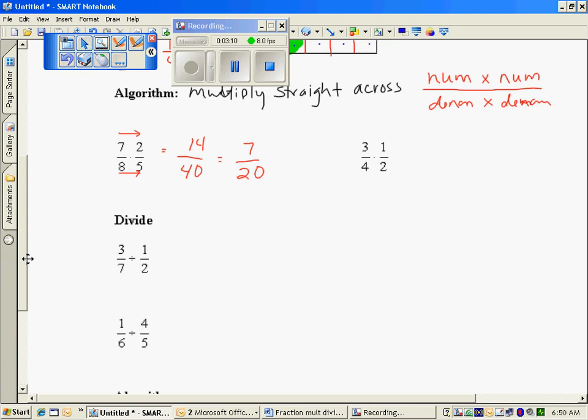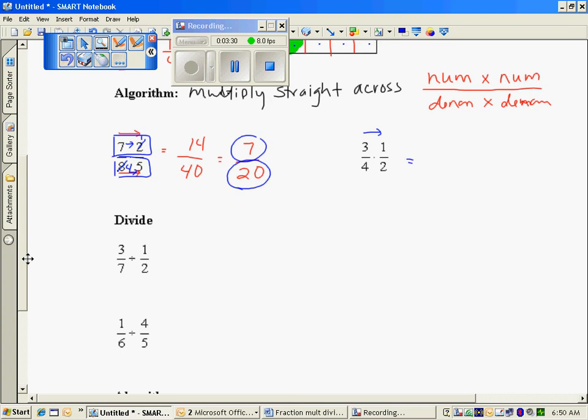If I look in the numerators and I look in the denominators, I see that 2 divides into 8 4 times. And if you notice, 2 times the 1 is 7. 4 times the 5 is 20. That's just a way of simplifying before you do the multiplication.